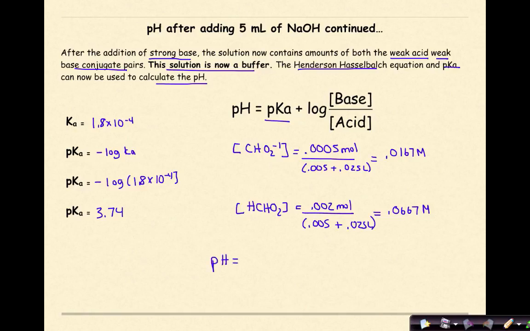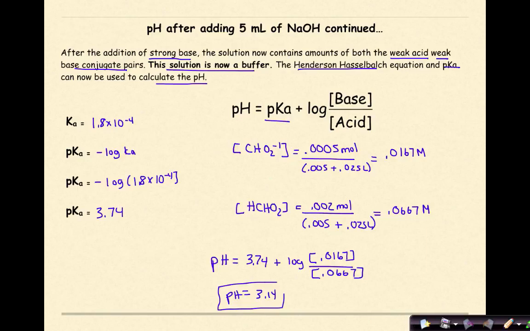Now I can take those values and plug them into the equation above. So pH is equal to pKa, which we said is 3.74, plus the log of the concentration of my base, which is 0.0167, all over the concentration of my weak acid, which is 0.0667. And if I work that out, my new pH is 3.14. So I can see that after the addition of my sodium hydroxide, my pH has gone up a little bit. Not a ton, but it's gone up a little bit, which is what the buffer is supposed to be doing.